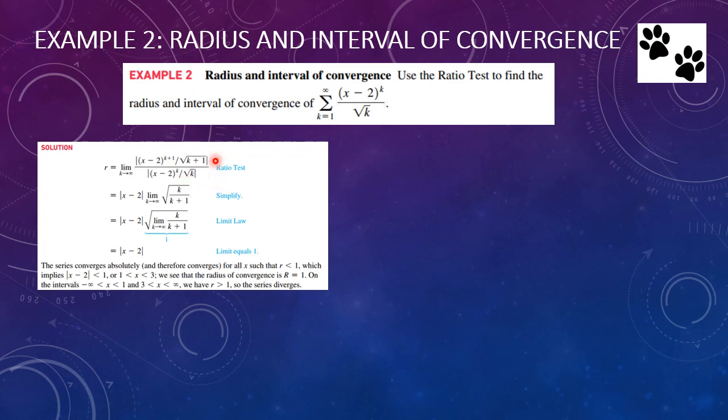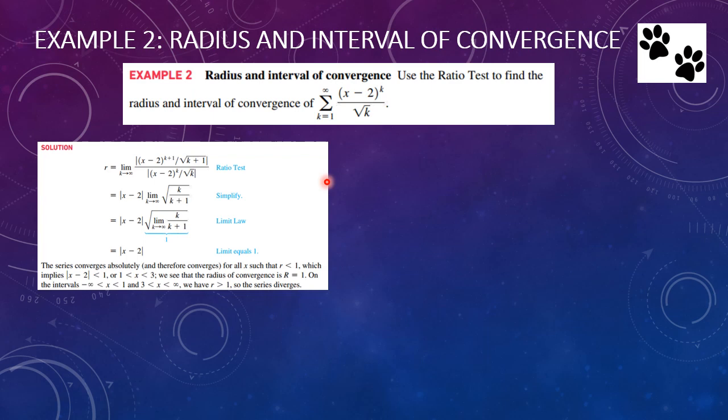The square root of k plus 1 over the square root of k, that becomes a complex fraction. Remember, we have a fraction divided by a fraction, so we're going to be multiplying by its inverse. So the square root of k is in the numerator over the square root of k plus 1 in the denominator. We can combine the square roots, as you see here in step 2. And then when we apply the limit as k goes to infinity, the square root value equals 1. So r just equals the absolute value of x minus 2.